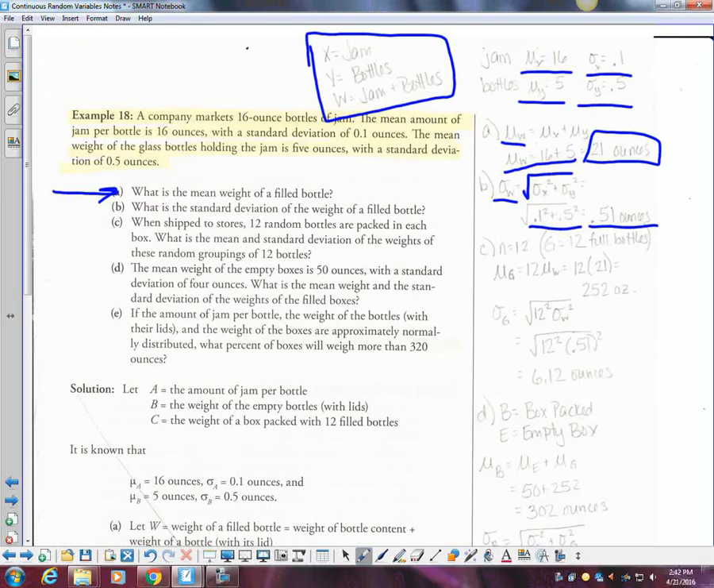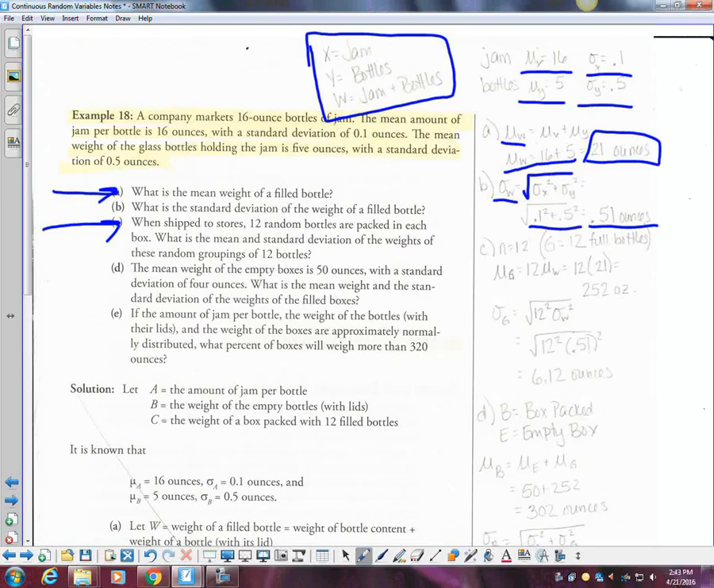So do you see how this gets worded and how you need to write it and the formulas and everything? Okay, now part C, they're going to crank it up a little bit. When shipped to stores, 12 random bottles are packed in a box. What are we doing now to the weight? Multiplying it by 12 because I have 12 of them. What is the mean and the standard deviation of 12 bottles?